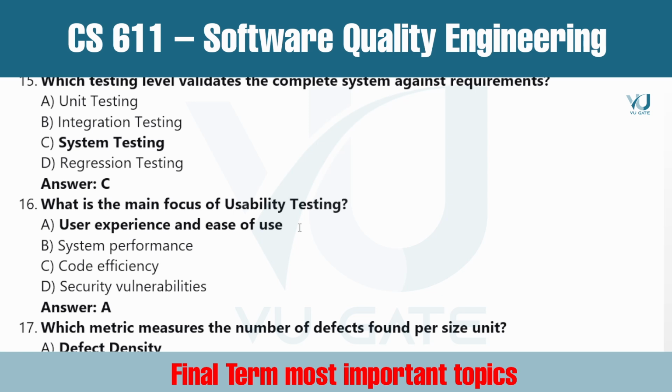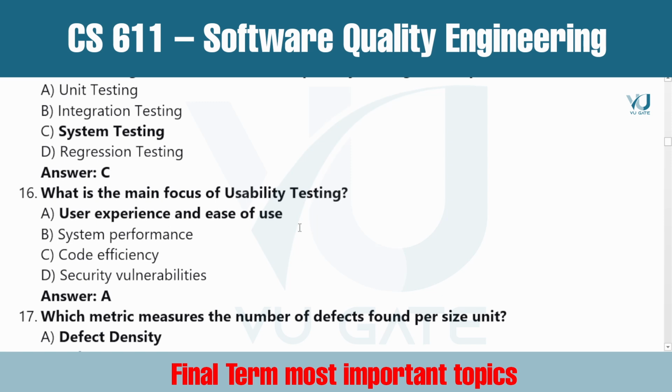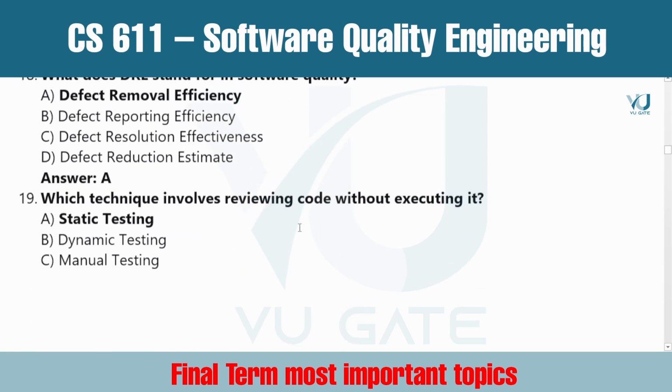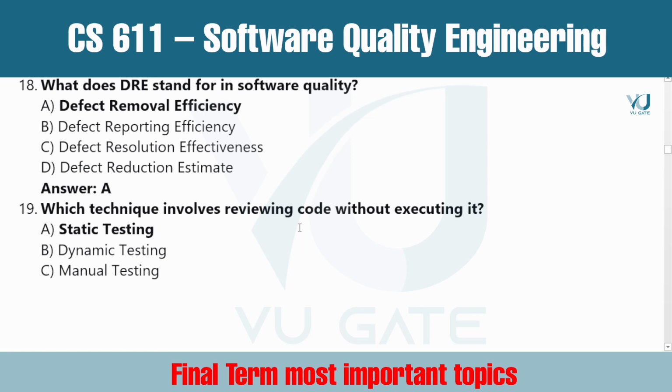Question 17. Which metric measures the number of defects found per size unit? The correct answer is option A, defect density. Question 18. What does DRE stand for in software quality? The correct answer is option A, defect removal efficiency.